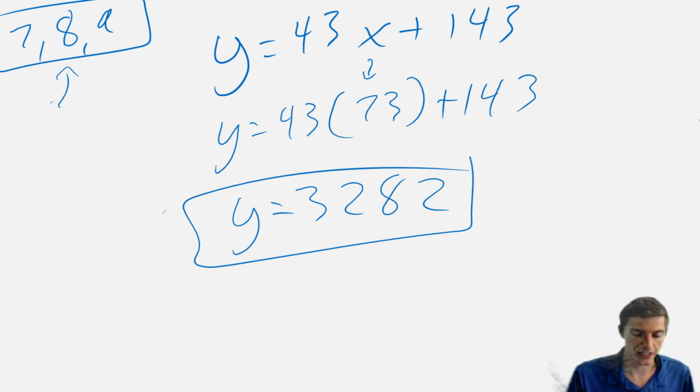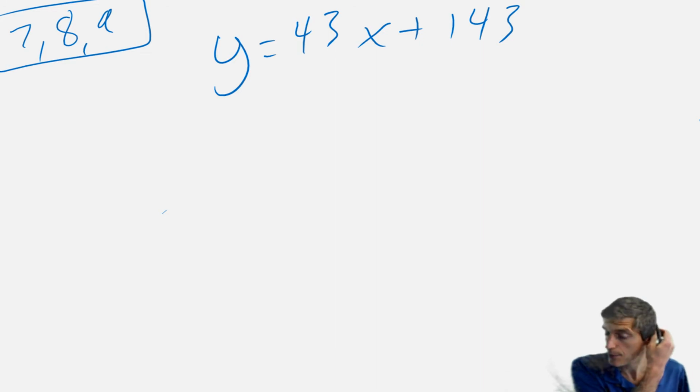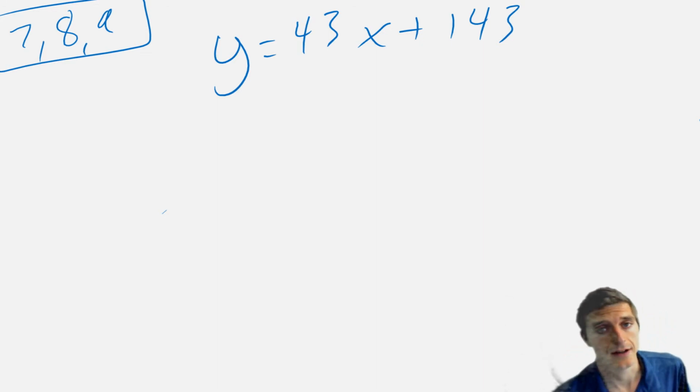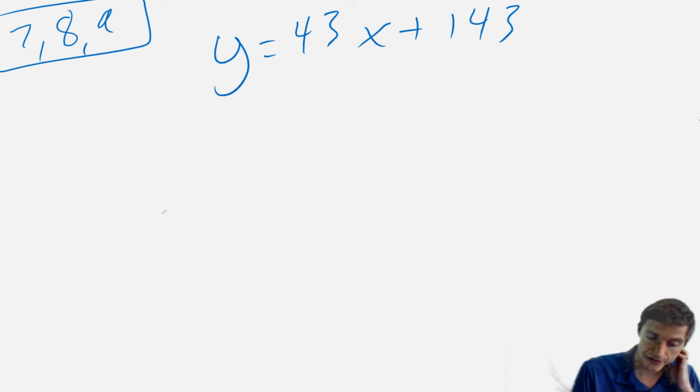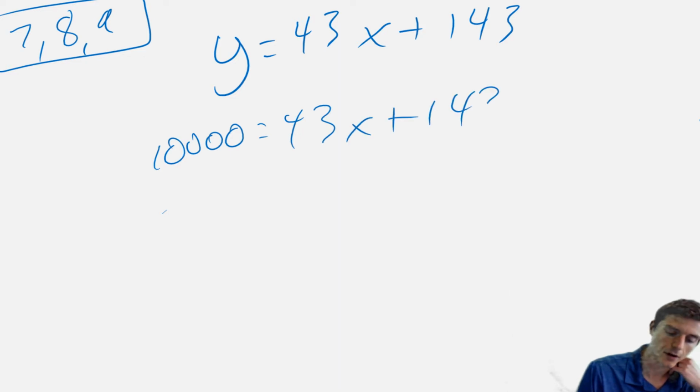So let's transition on to question nine. They said, okay, so when would you expect him to have 10 grand saved up? So the amount saved is the Y value. So the Y value is 10,000. So I'm gonna plug that in for Y. So that's gonna equal 43X plus 143.